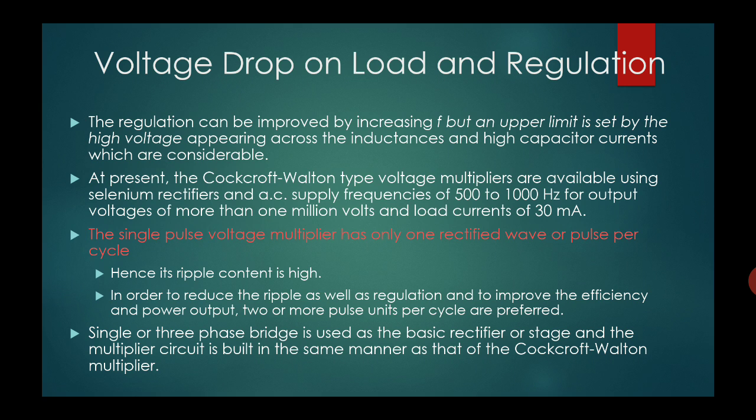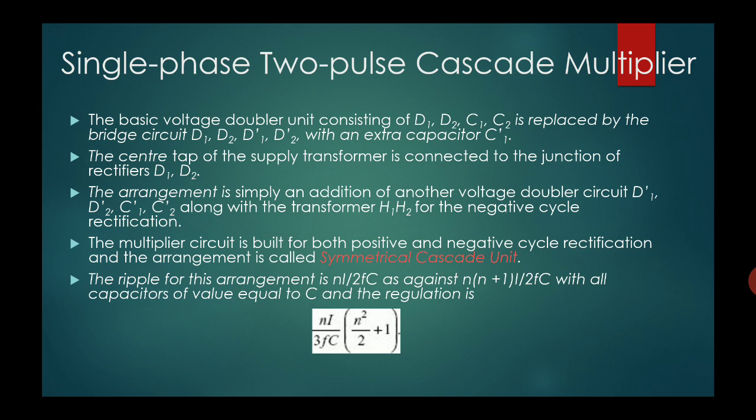A single or 3-phase bridge is used as a basic rectifier stage, and the multiplier circuit is built in the same manner as that of the Cockcroft-Walton multiplier. Now we will talk about the single phase 2 pulse cascade multiplier.